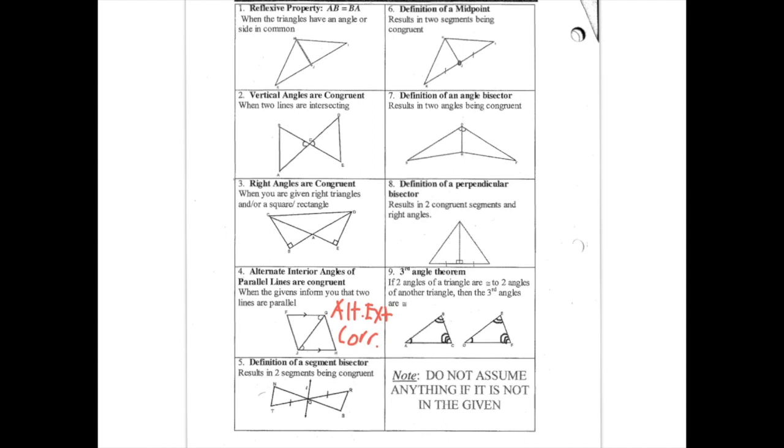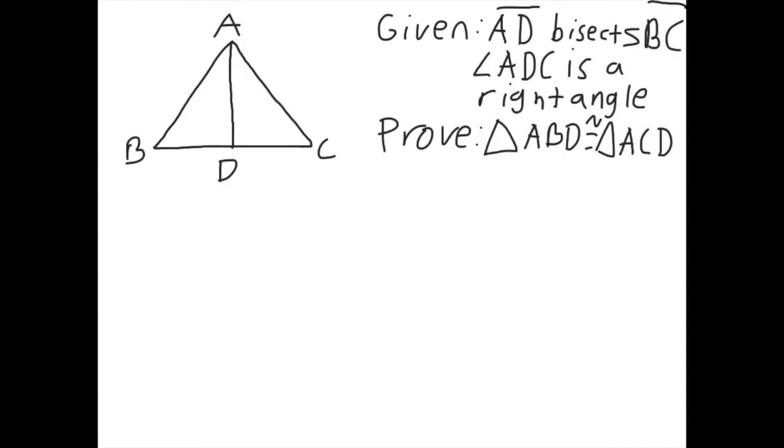Alright, let's start with an actual proof. So we have a triangle here, and actually, technically, three triangles: the two small triangles and the big one. Although they want you to prove that ABD, the first small one, is congruent to ACD, the second small one. So we want to prove that this triangle is congruent to this one. What we're given is that AD bisects BC and angle ADC is a right angle. So let's start our two-column proof.